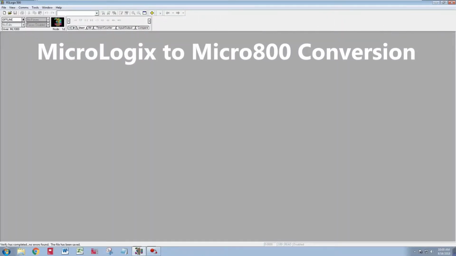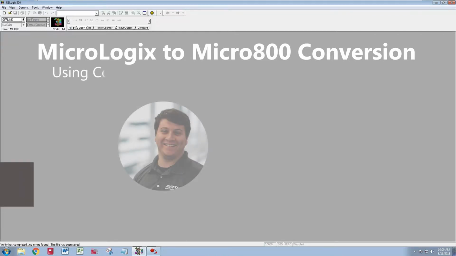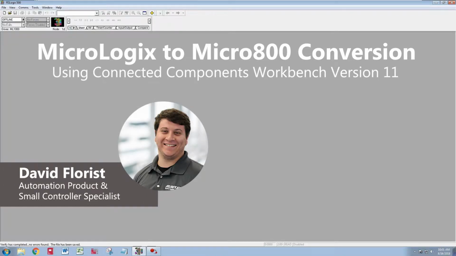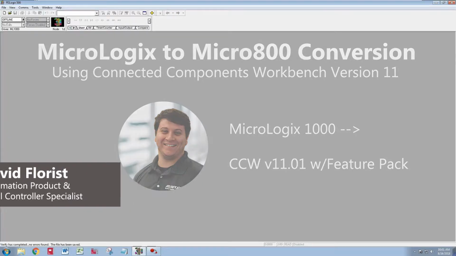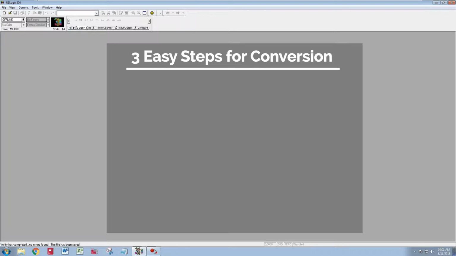Hello and welcome to the tutorial for using the MicroLogix to Micro800 conversion tool within Connected Components Workbench version 11. In this video, we'll be converting a MicroLogix 1000 program to Connected Components Workbench version 11.01 with the feature pack installed. We can break our conversion into three easy steps.